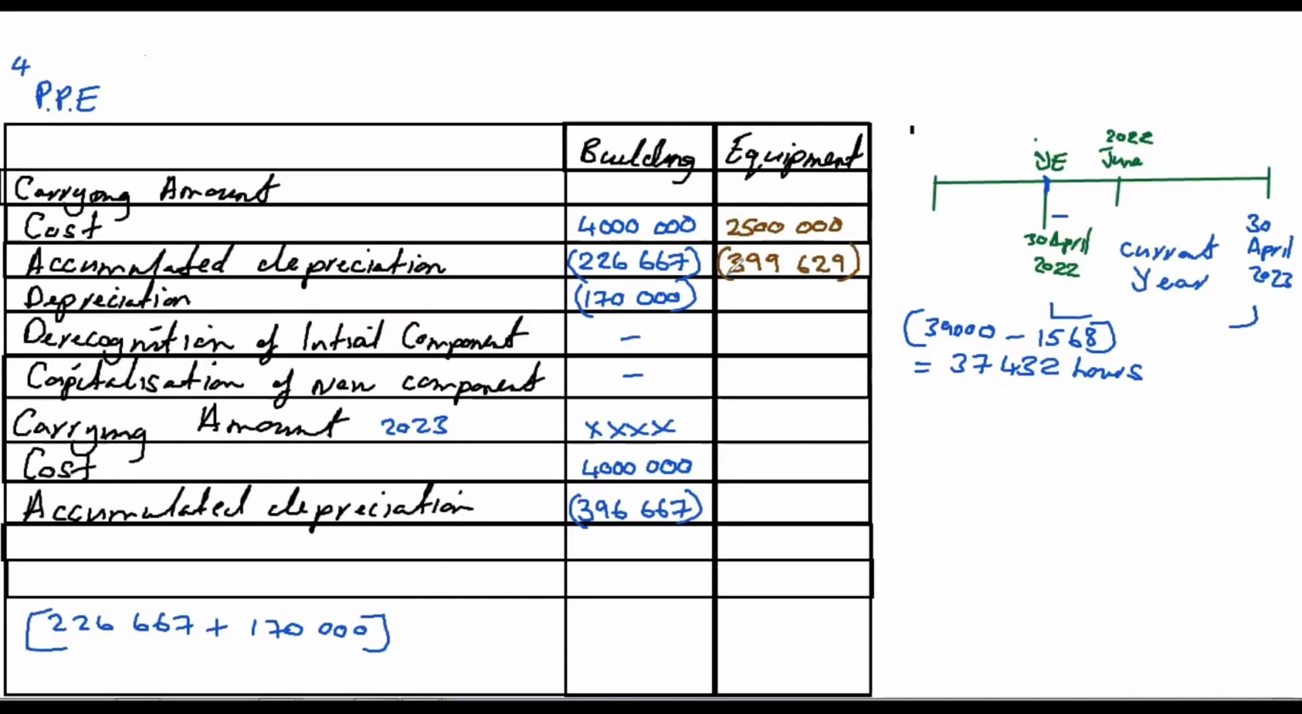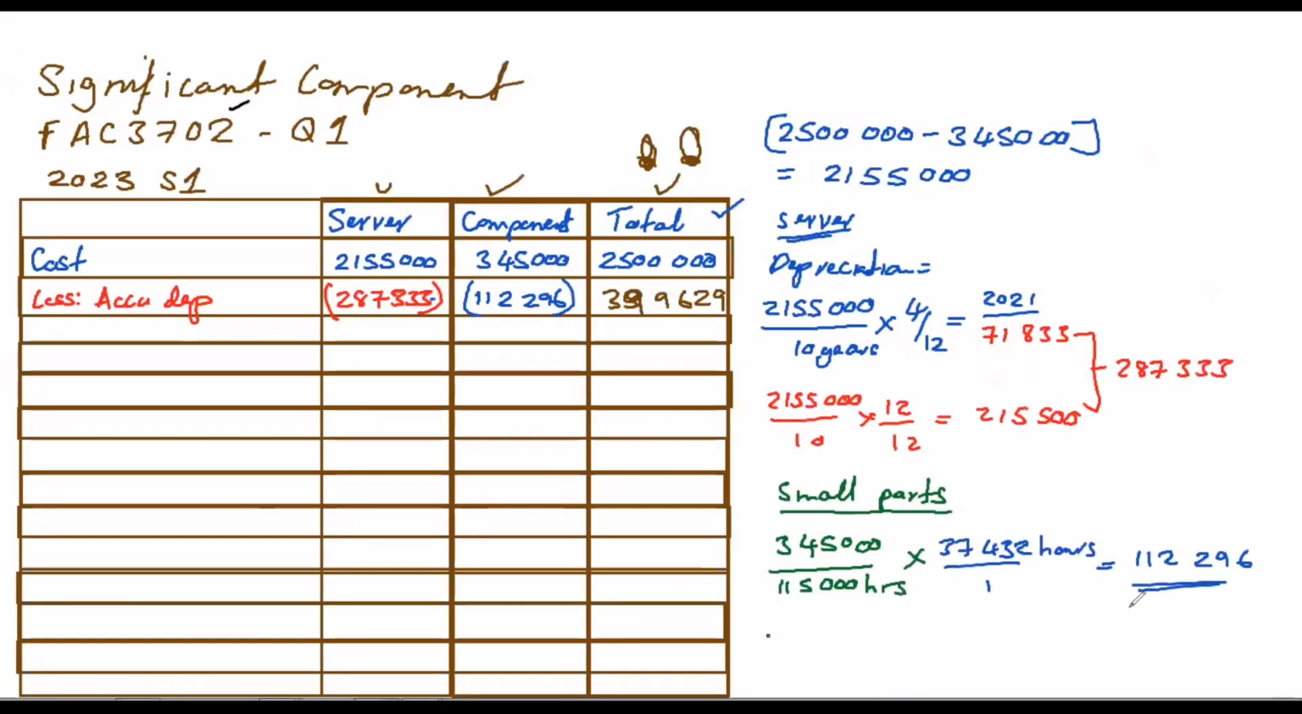629. Okay. And then you come and depreciate the current year. Right, let's depreciate for the current year. So for the current year, let me come here and say current year, same depreciation. All right.